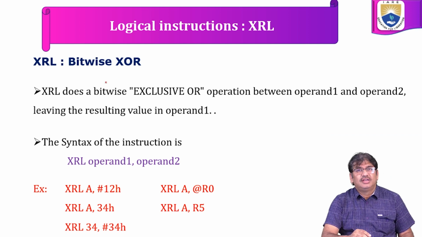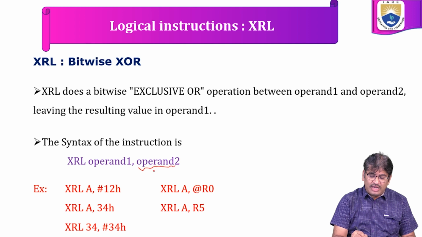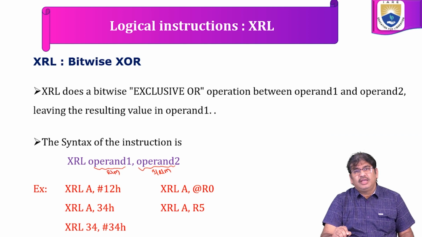The next instruction is XRL, which is a bitwise XOR operation. The XRL instruction does a bitwise exclusive OR operation between operand 1 and operand 2, leaving the result value in operand 1. The syntax of the instruction is XRL operand 1, operand 2. Here operand 2 can be an immediate data, a register or a memory location, whereas operand 1 can be a register or memory location. The contents of operand 1 will perform the logical exclusive OR with the contents of operand 2, and the result will be placed in operand 1.